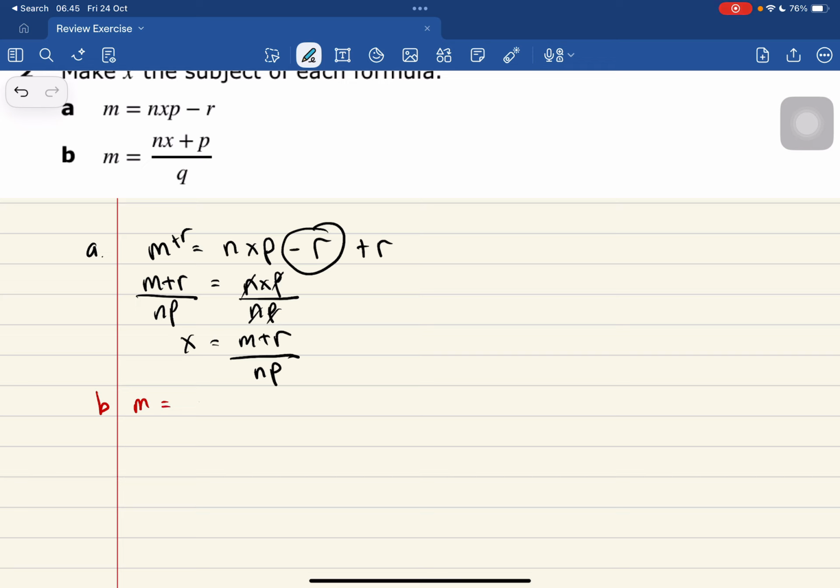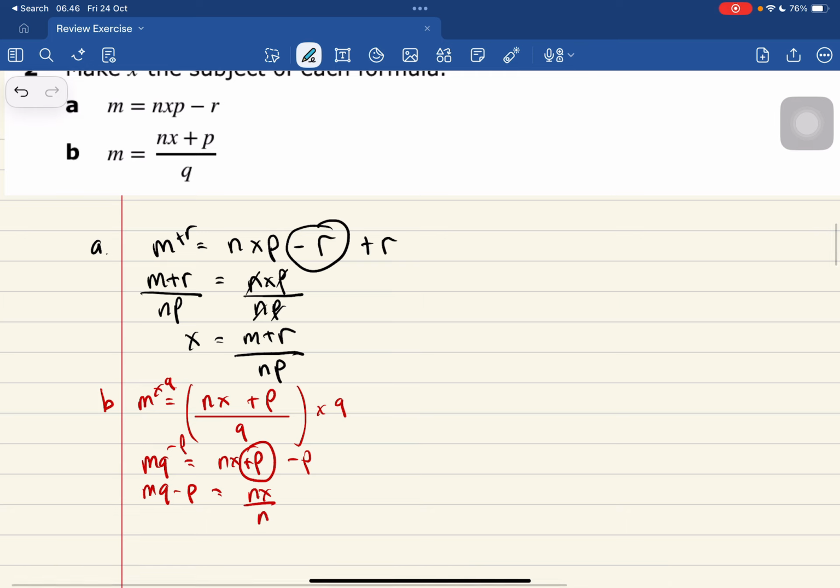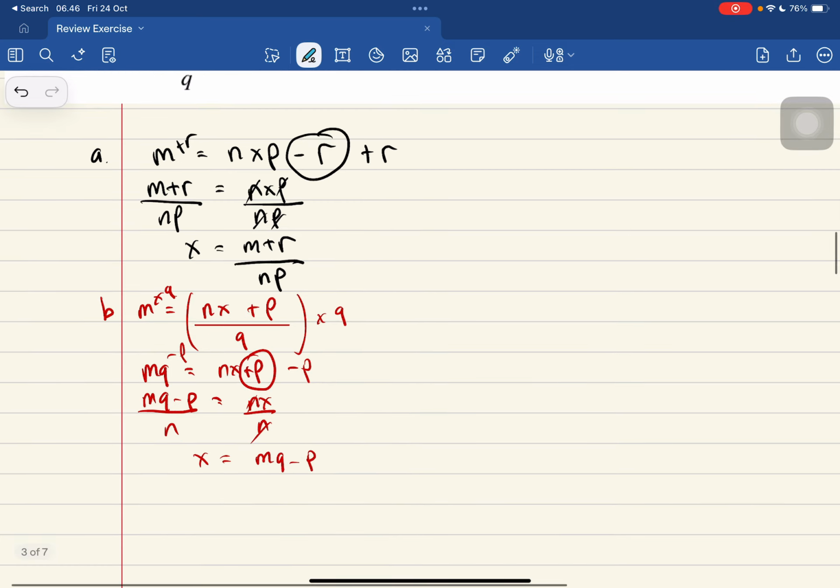Next for b, we got m equal to n times x plus p, divided by q. To make q disappear, we need to times by q. Do the same thing to the left side. So mq equal to nx plus p. To make p disappear, minus p. Do the same thing to the left side. So mq minus p equal to nx. To make it only x, divide by n. Do the same thing to the left side. So x equal to mq minus p, divided by n.